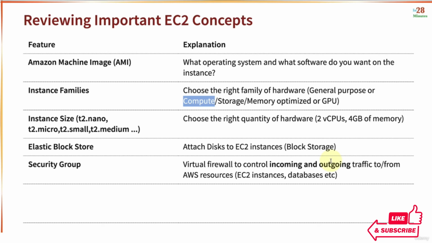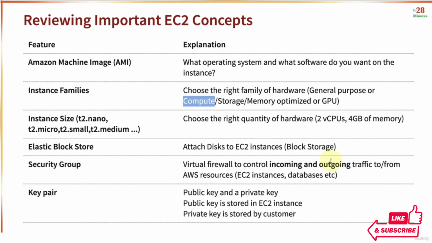The last concept which we are going to review is key pair. Whenever you create an EC2 instance, you can associate a key pair with it. A key pair consists of a public key and a private key. The public key is directly stored in the EC2 instance. And if you want to connect to an EC2 instance, you would need the private key. So the private key is stored by the customer, or by you. You are the person who wants to connect to an EC2 instance, so you can store the private key privately and you can use it to connect to the EC2 instance.